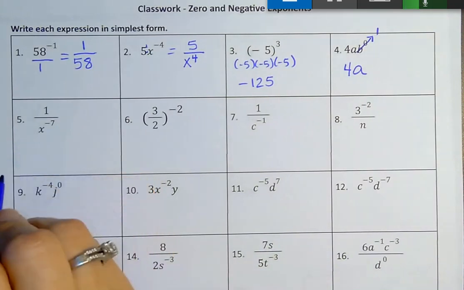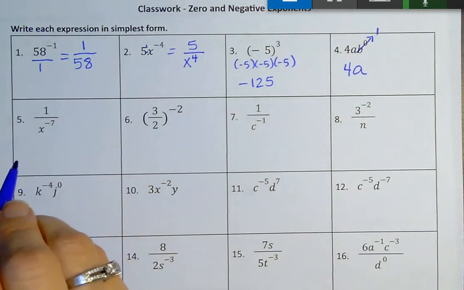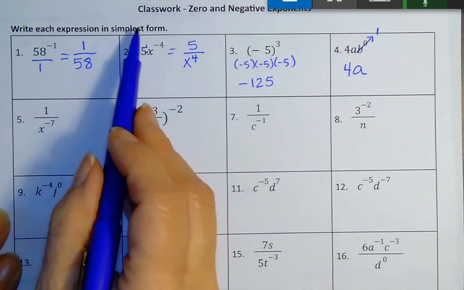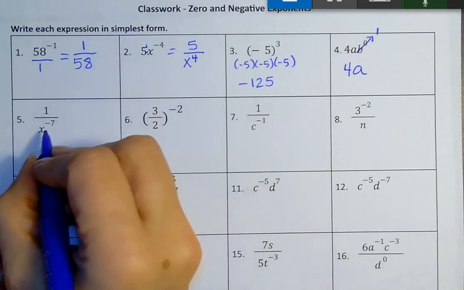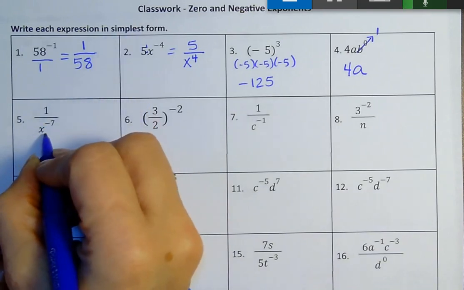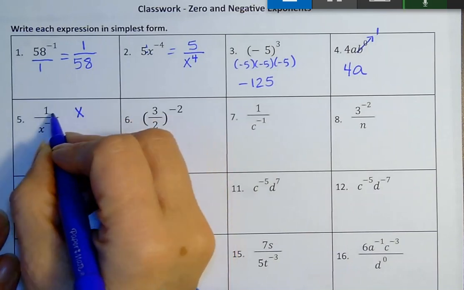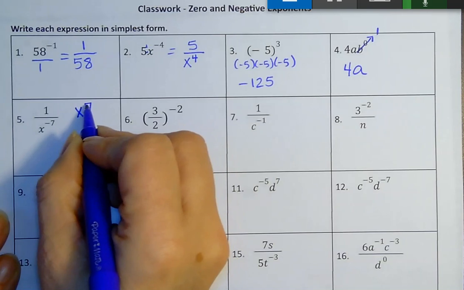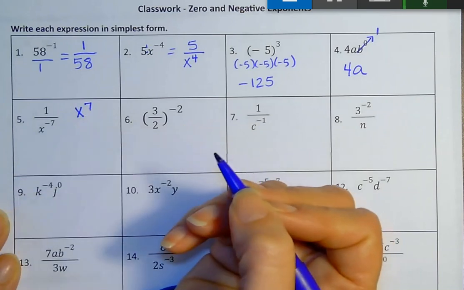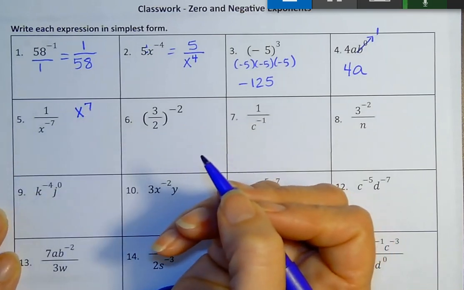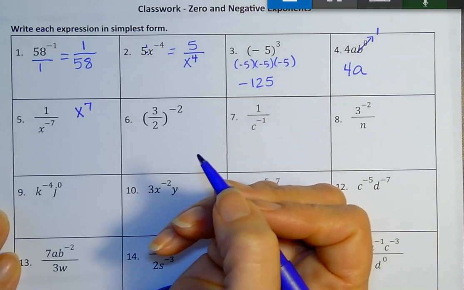1 over x to the negative 7. Remember, we don't like negative exponents, so if we want simplest form, we have to have all positive exponents. So we're going to move x to the negative 7 from its location now into a better location. It's going to go in the numerator and be x to the 7 over 1. But I'm not actually writing that over 1. I'm not writing it as a fraction.